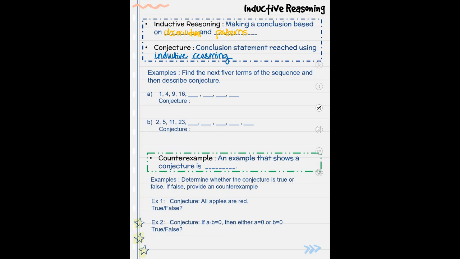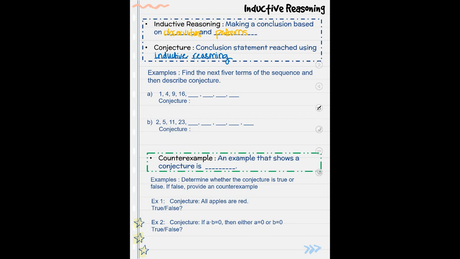And I know you've seen these in the past. I remember doing these a lot. Find the next 5 terms of the sequence and then describe the conjecture. So we're going to look at these numbers and figure out what's the pattern. If I look at these closely enough, adding something to them doesn't really give me anything. But what about, are these numbers all squares?